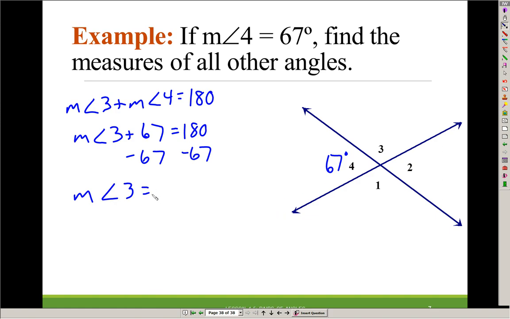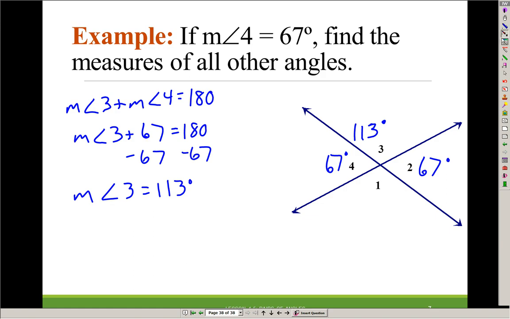180 minus 67 is 113 degrees. So the measure of angle 3 is 113 degrees. And I also notice a couple of bow ties here. Angle 4 and angle 2, there's a bow tie. Those are vertical angles, and vertical angles are congruent, which means angle 2 has to be 67 degrees.